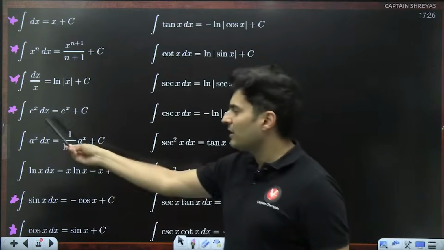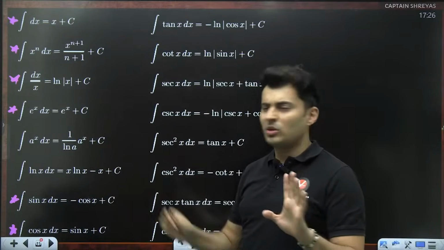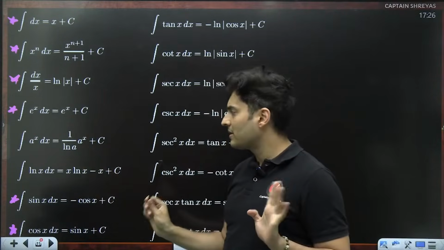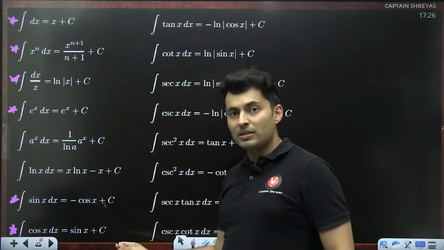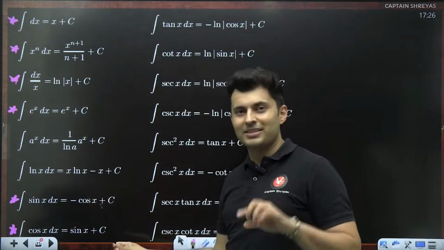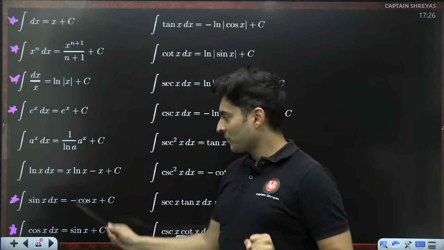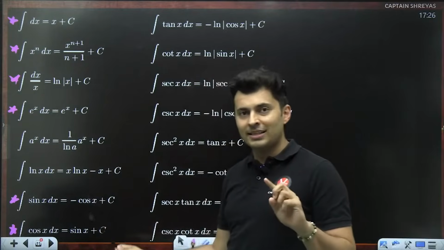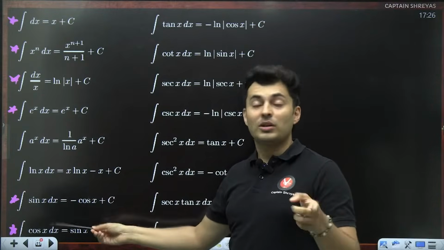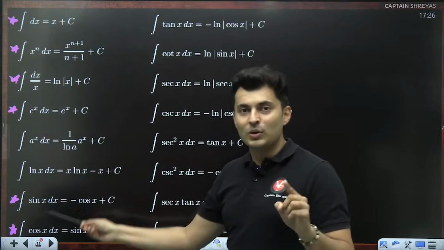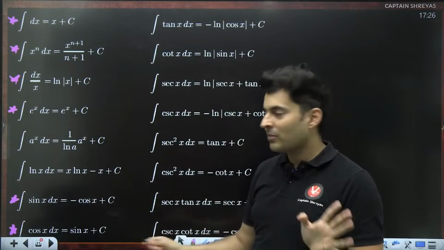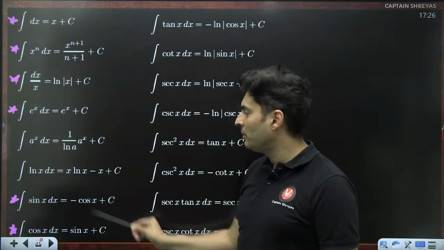It's very simple. See, e raised to x integration is e raised to x, because the derivative of e raised to x is also e raised to x. Sine's derivative was cos, so sine's integration is minus cos. Only the sign is different. Cos's derivative was minus sine, so cos's integration is plus sine. That's the major difference. Very easy to remember these two.